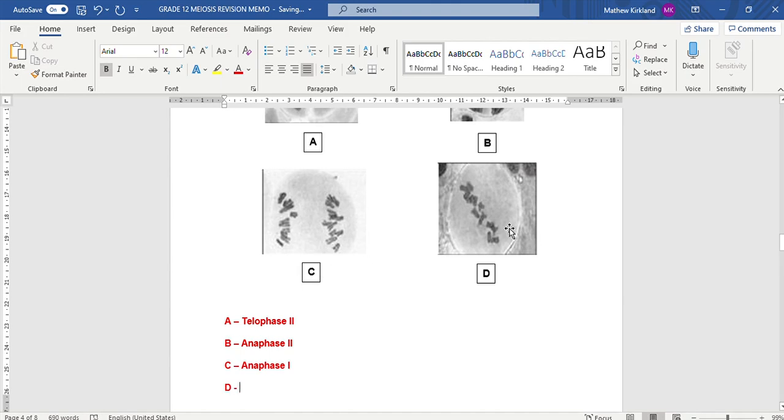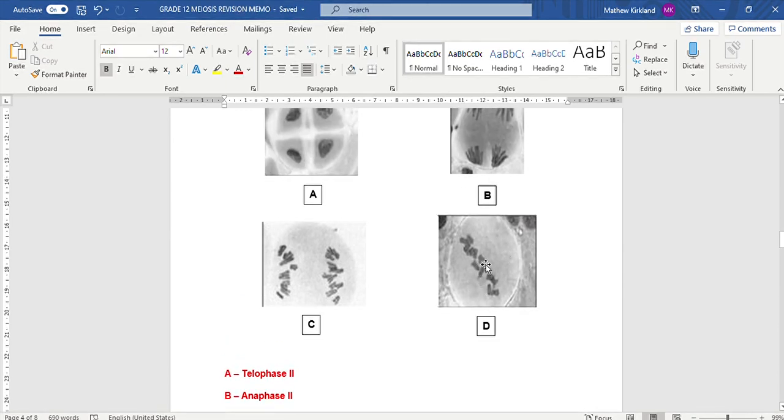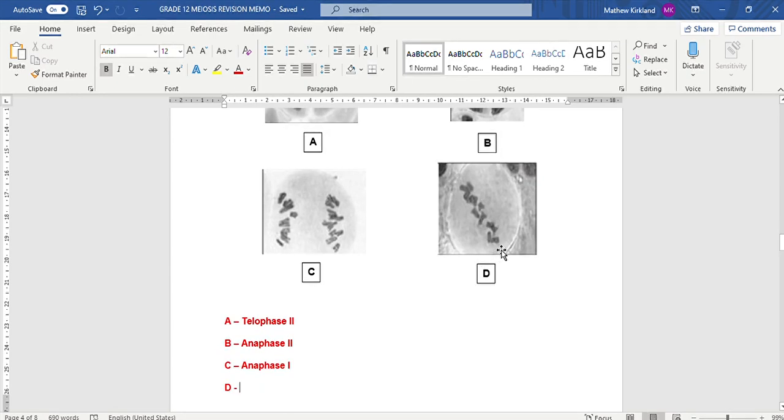What is D? So D, it's 1 cell. So what have I got left? I've either got prophase 1 or metaphase 1, because if it was telophase, I would see 2 cells. Or technically it could be interphase as well. But it's one of those 3: interphase, prophase 1, or metaphase 1. Let's look. They are all lined up down the middle. Again, it's not exactly nice and neat. This is a micrograph, looking there. But this pretty much represents lining up in the middle. Therefore, this is metaphase 1.